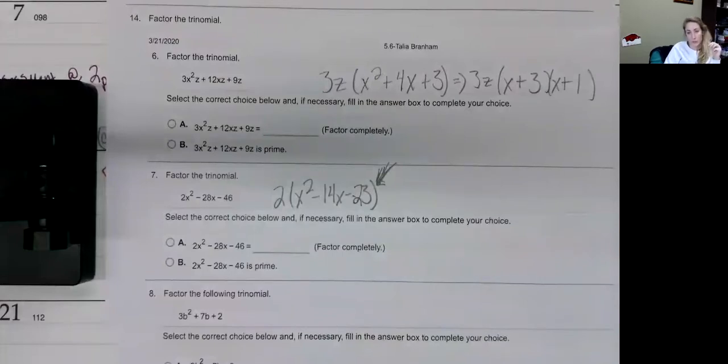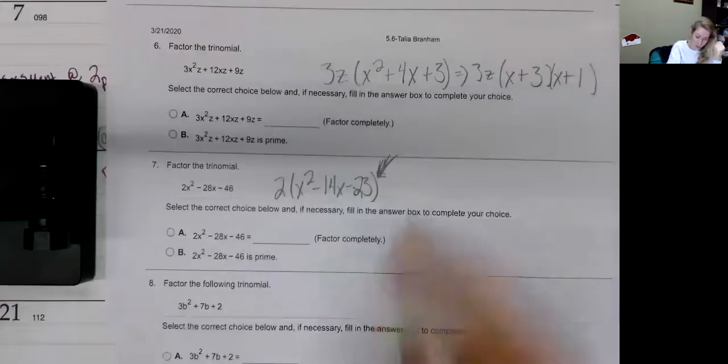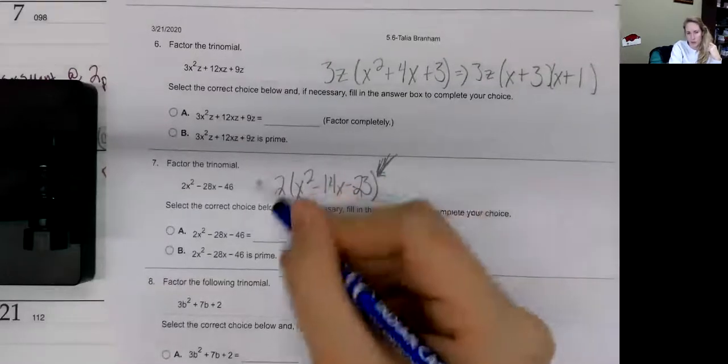2 can't. 3 goes into 21 and 24. 4 goes into 24 and 20. 5 goes into 20 and 25. 6 goes into 18 and 24, 7 goes into 21, 8 goes into 24, 9 goes into 27. There's not, 23 is prime. So by factoring out this 2, we factored it.